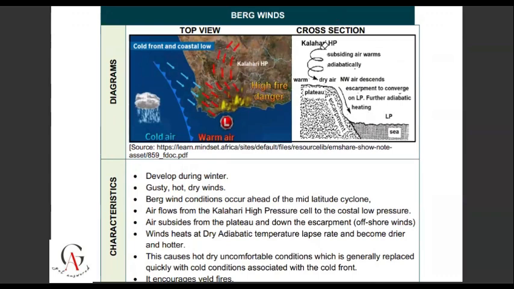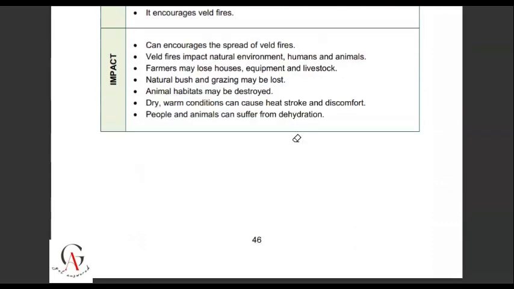We have strong descending air over the interior because of the Kalahari high pressure cell. The air is going to heat adiabatically and it's going to get very high temperatures as it gets to the coast, which is typical of the Berg winds, and they are going to cause hot and uncomfortable conditions for people over the coastal regions because of adiabatic heating.